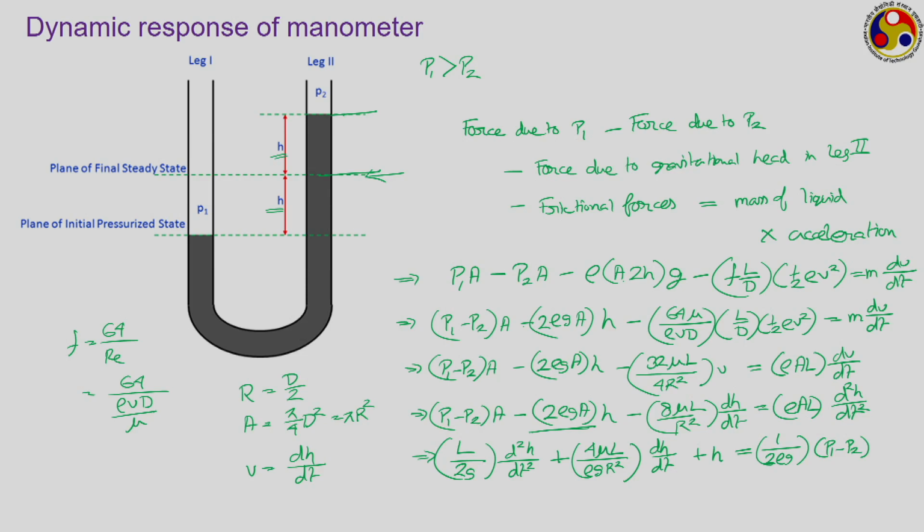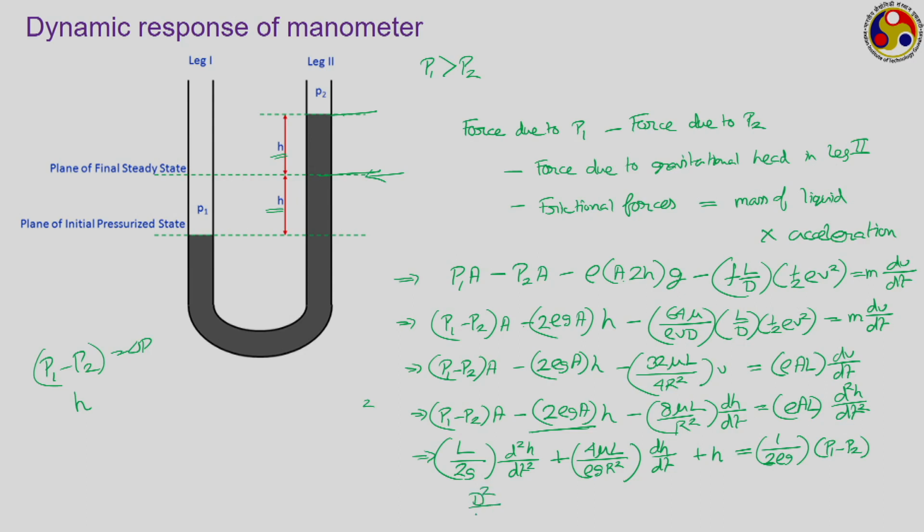Now, how is this looking? Can you find similarity with any of the equations that we have seen earlier? P1 minus P2, which can also be written as delta P, is the imposed pressure difference, that is the input to your system. H is the output of your system. Then, is it not looking like a second order system? If we compare this to the standard form of second order that we derived earlier, what was the form? Do you remember?